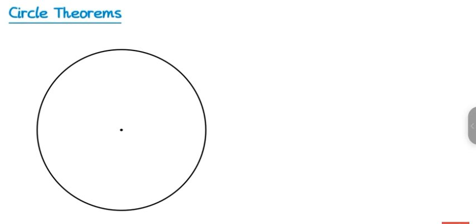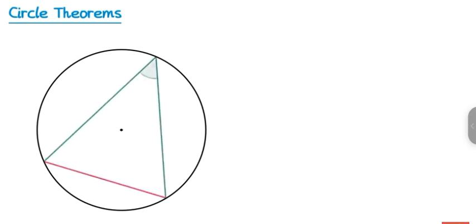For the next theorem, we're going to draw a chord once again, and draw an angle at the circumference also, but rather than drawing another angle at the circumference, we're now going to draw an angle at the center, but using the same chord, so something that looks like this.